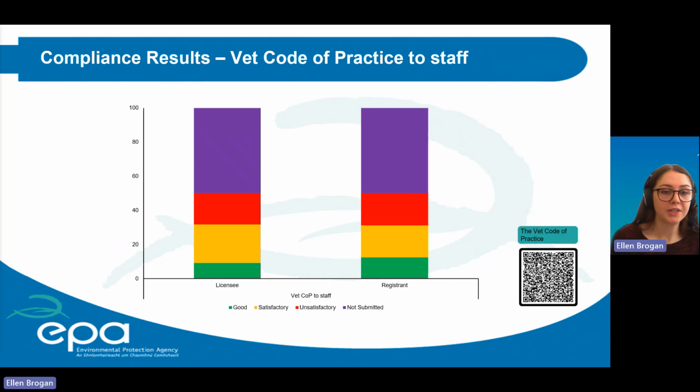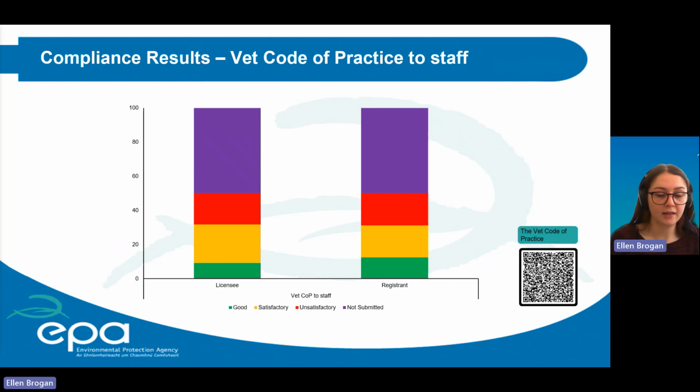So then we looked at the provision of the veterinary code of practice to staff. Licensees and registrants must make a copy of the code of practice available to any staff who are involved with the work with radiation no later than 28 days after an authorization is given, or if it's new staff where you already have an authorization, before they start work with ionizing radiation, they must be given the veterinary code of practice. A signed record must be kept of the date on which the veterinary code of practice is made available to each of the relevant employees.